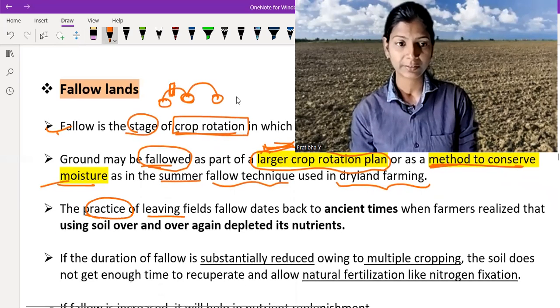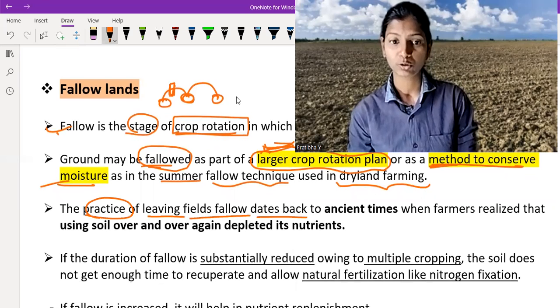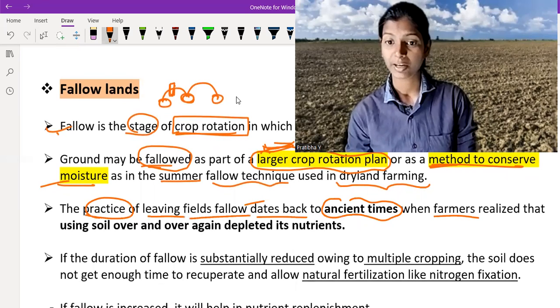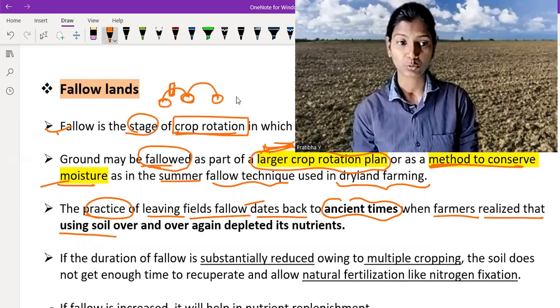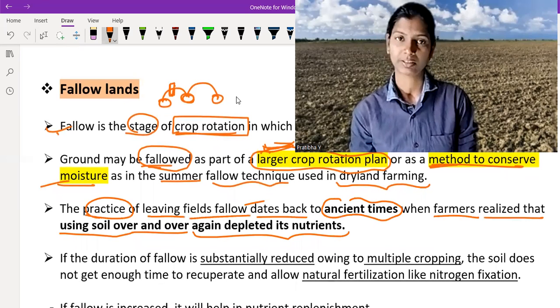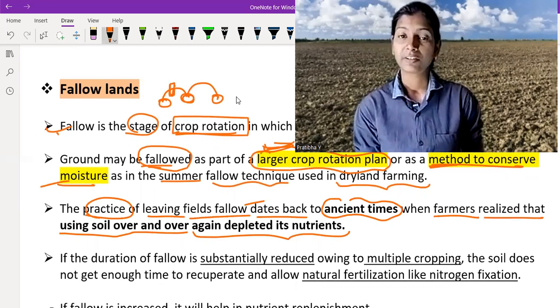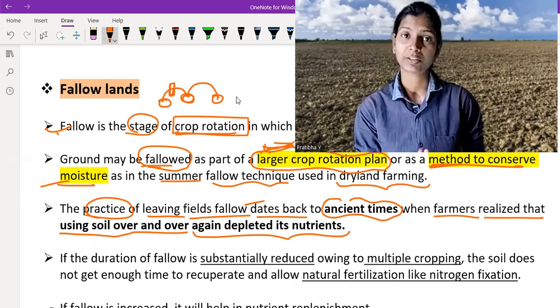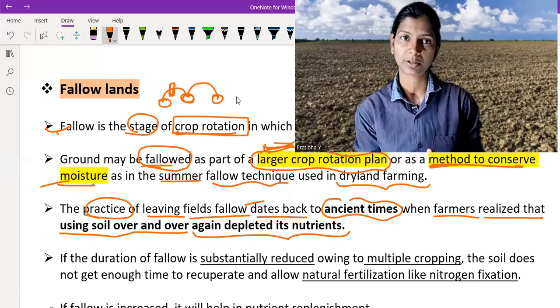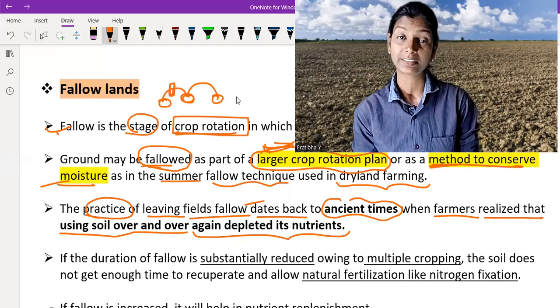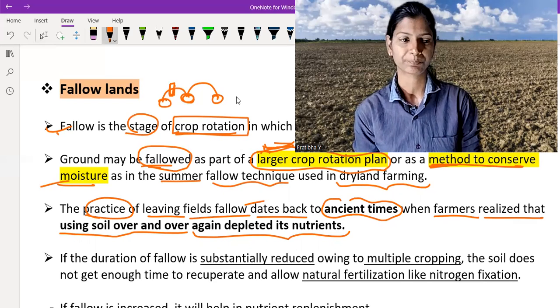The practice of leaving fields fallow goes back to ancient times, when farmers realized that using soil over and over again depletes its nutrients. They realized that leaving the field fallow for some period of time increases the nutrients of the soil in their field. That's why they followed the practice, and it dates back to ancient times.